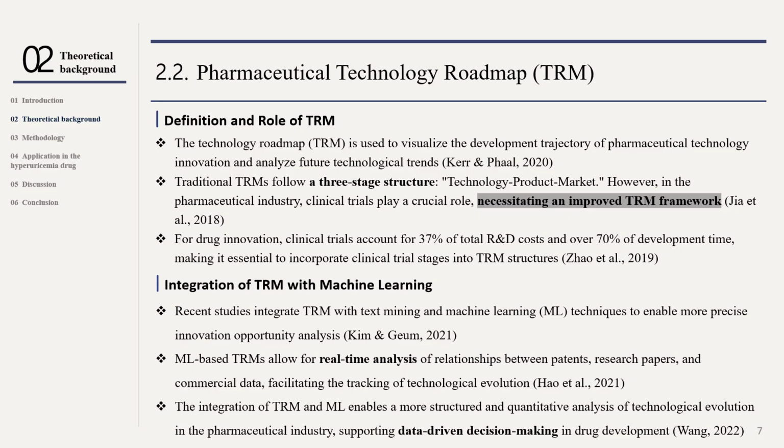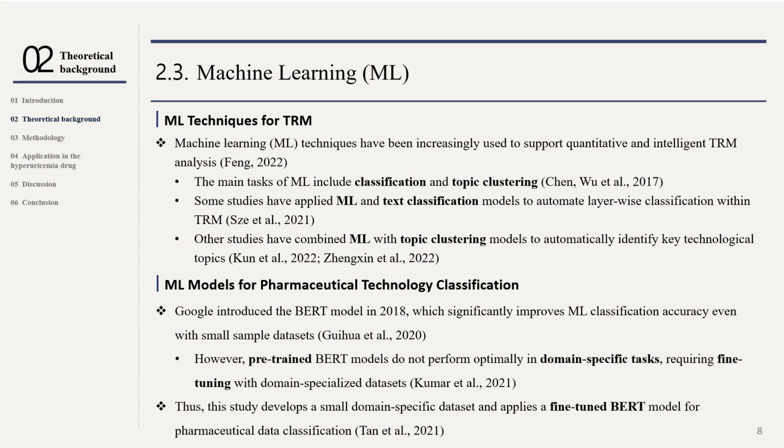Recent studies integrate TRM with text mining and machine learning techniques to enable more precise innovation opportunity analysis. ML-based TRMs allow for real-time analysis of relationships between patents, research papers, and commercial data. The integration of TRM and ML enables a more structured and quantitative analysis of technological evolution. ML techniques have been increasingly used to support quantitative and intelligent TRM analysis.